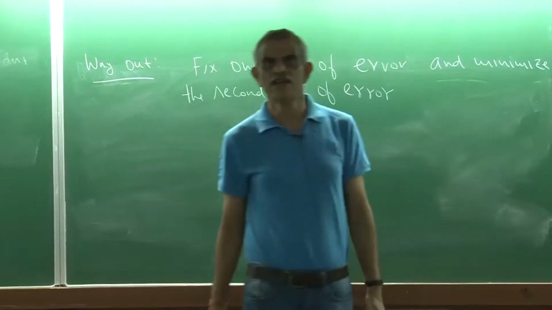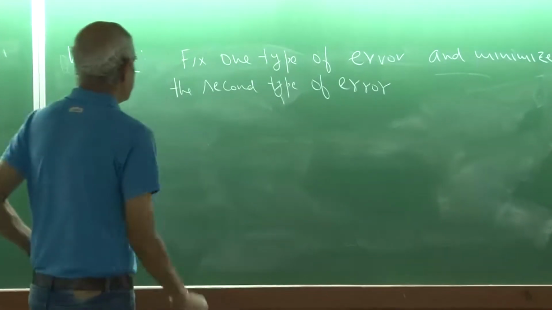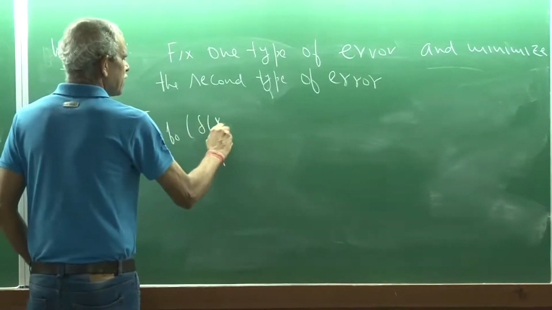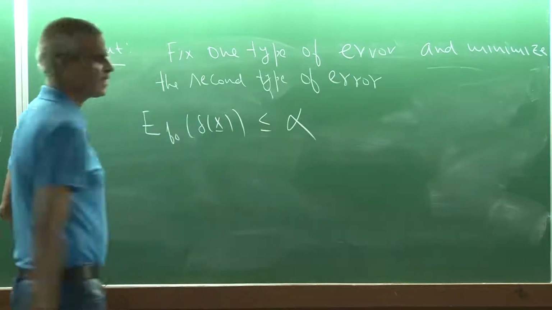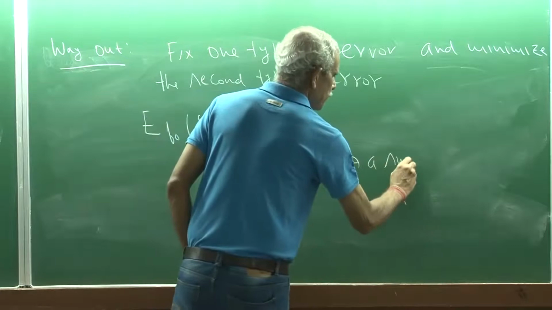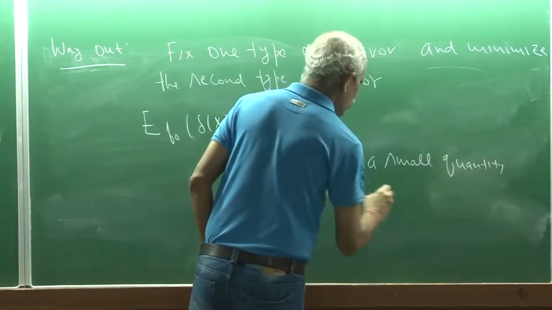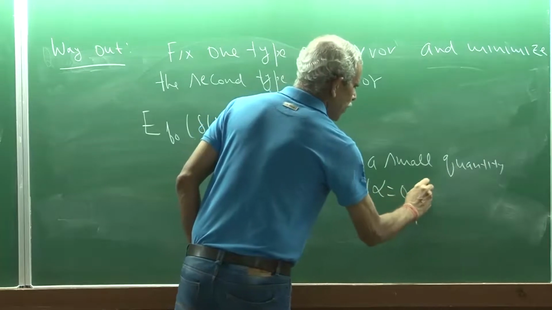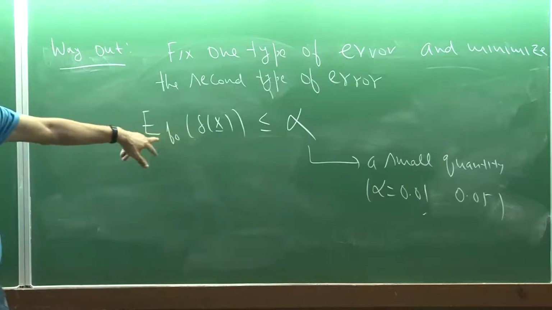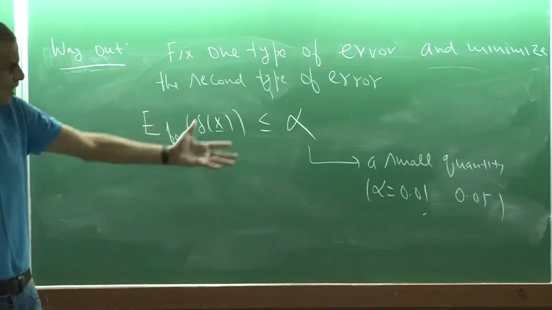E_F0 delta(x), which is the probability of rejecting H0 when H0 is true. So what I do is, I fix E_F0 delta(x) to be less than or equal to alpha, a small quantity. Normally you take alpha to be 0.01, 0.05. So this guarantees that I'm only considering those decision rules for which the probability of type 1 error is small.